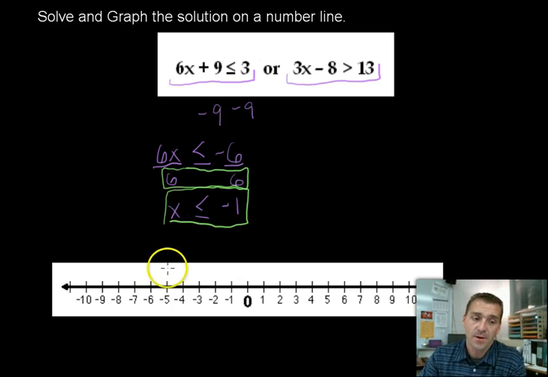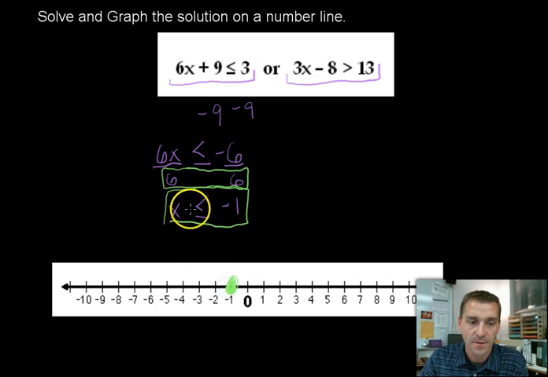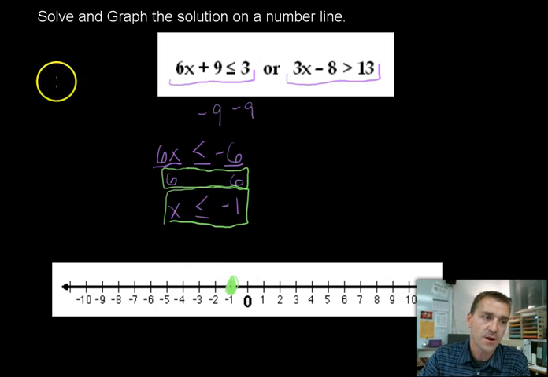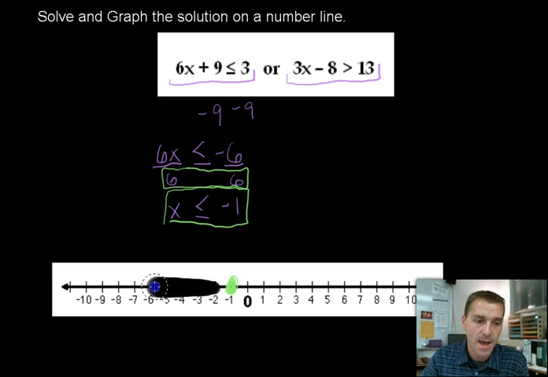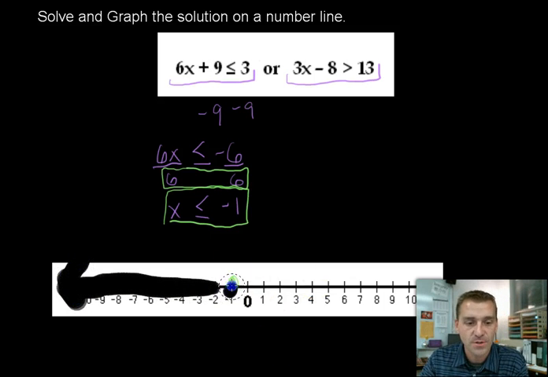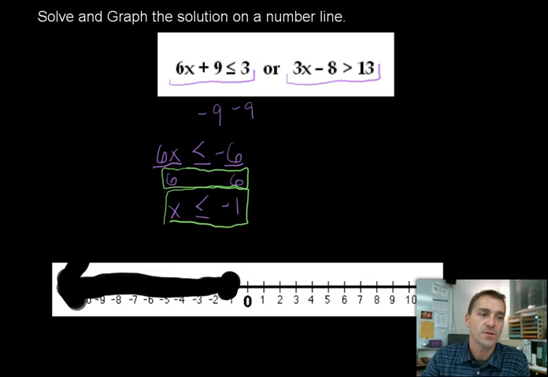So let's graph that down here on my number line. It's a closed circle because it's less than or equal to. So negative 1 is right there. Closed circle. And the little part is facing the letter, so you're going to be shading down this way. It looks just like that. So it's a closed circle right there on negative 1, and you're shading to the left. So it looks exactly like that.